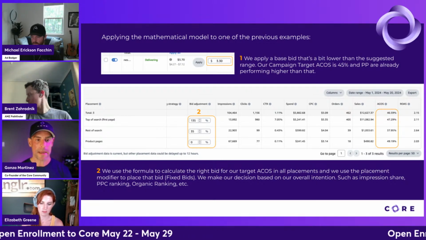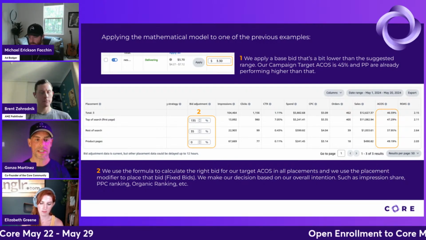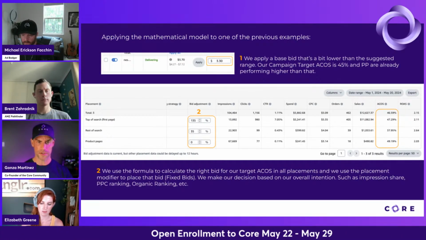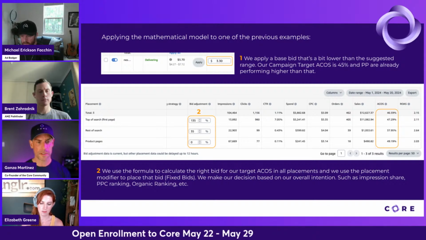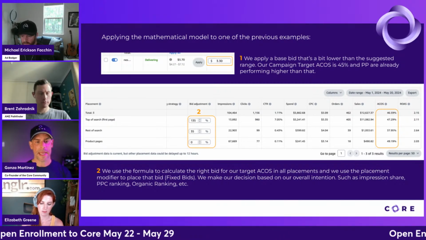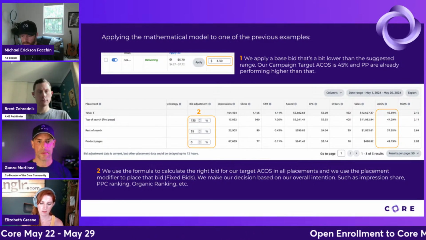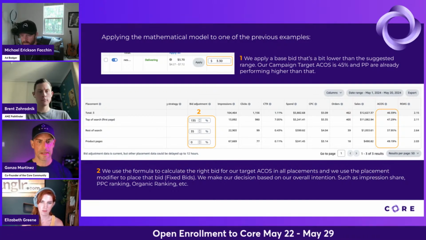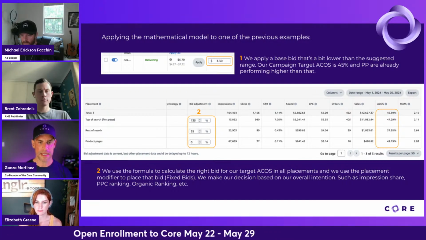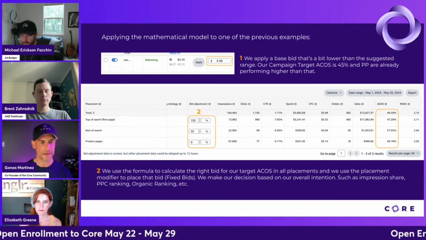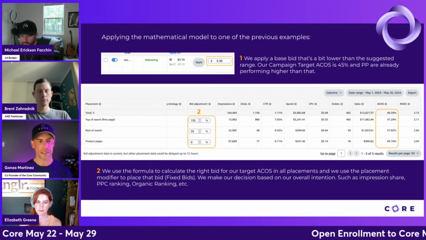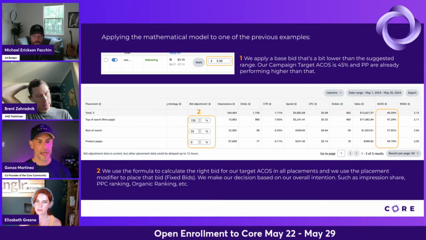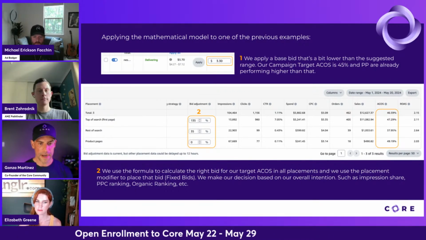So how do you do this? Number one, you apply a base bid that's a bit lower than the suggested range. I like to do that because I like to be able to manage the 3 placements with the multipliers. In this case, our campaign target ACOS is 45%, and product pages are already showing that they're at 49%. Top of search is 47%, and I want to nail it down to 45%. So we use the formula to calculate the right bid for target ACOS in all 3 placements. And then we move the placement modifier, right?